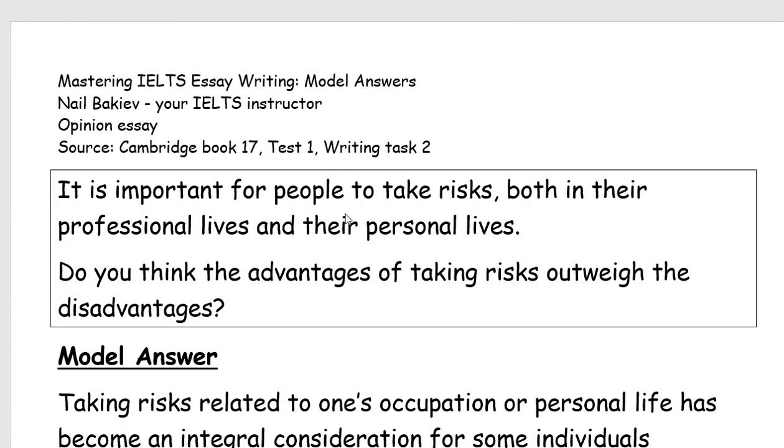It is important for people to take risks both in their professional lives and their personal lives. Do you think the advantages of taking risks outweigh the disadvantages? Pay close attention to this part of the question. The question is, do you think? Meaning that the examiner wants to know your personal opinion, okay? And that's why this essay is called an opinion essay.